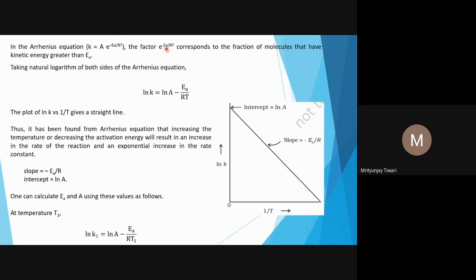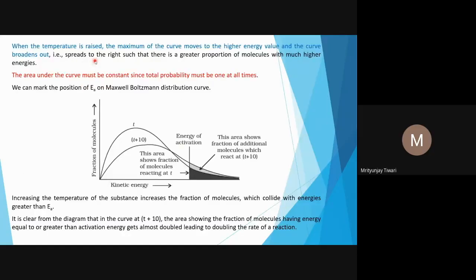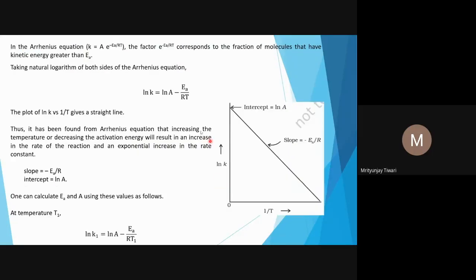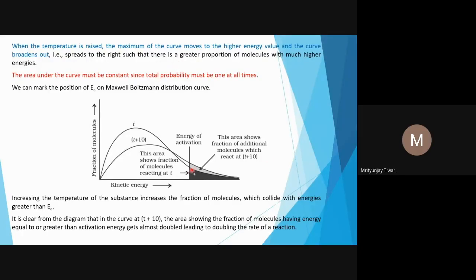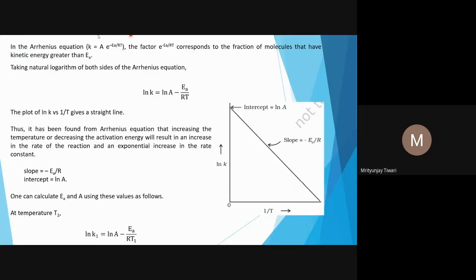The factor e to the power minus EA by RT corresponds to the fraction of molecules that have kinetic energy greater than EA. So in this Arrhenius equation, the fraction of molecules having energy greater than EA is this, which one can obtain as e to the power minus EA by RT. So the fraction of molecules having kinetic energy more than this is e to the power minus EA by RT.